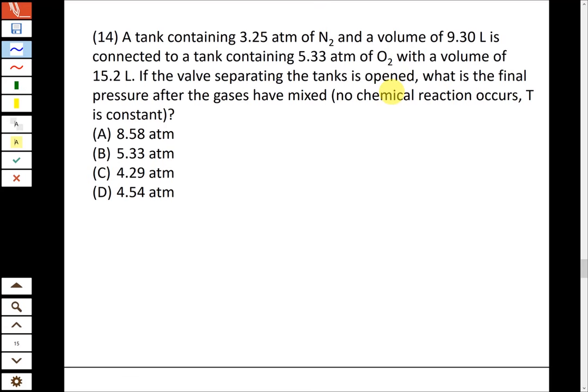So this is sort of an application of Dalton's law, where we have a mixture of two gases, and the total pressure is going to be the sum of the partial pressures for each individual gas in the mixture. Whenever we have a mixture of two or more gases, we know that the total pressure is equal to the sum of the partial pressures of each gas that's mixed together. And so what we need to do is figure out what these partial pressures are after the gases are allowed to mix together.